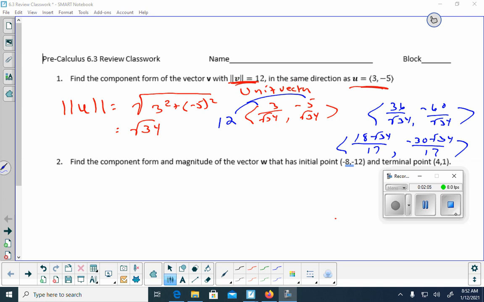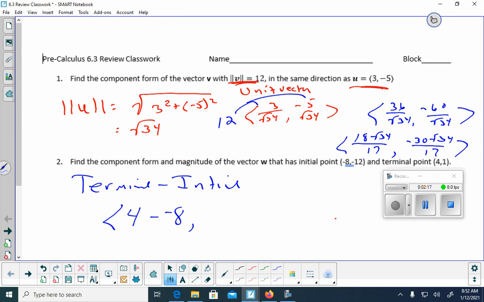So now I'm going to find, remember it's terminal minus the initial. So to find the component form, I'm going to take 4. That's my terminal x minus my initial, and then 1 minus 12. And when I do that, I end up with 12, 13, and that's my vector in component form.